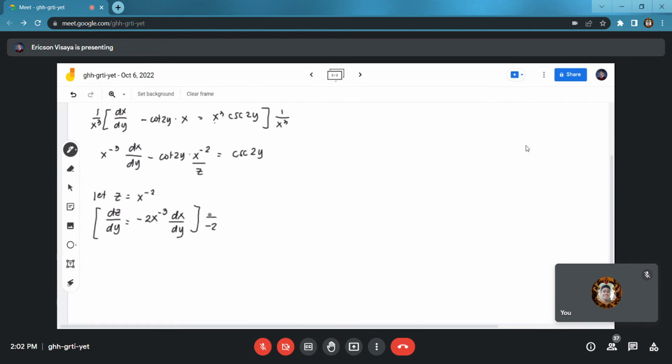Sir, pwede magtanong? Yep. Sir, bakit biglang may over z po doon sa x raised to negative 2? Ay, walang z yan. Consider kasi natin na ito yung ating z. So, itong x raised to negative 2, yan yung ating z. So, let natin ang x raised to negative 2 is equal to z. Okay, sir. Thank you po.